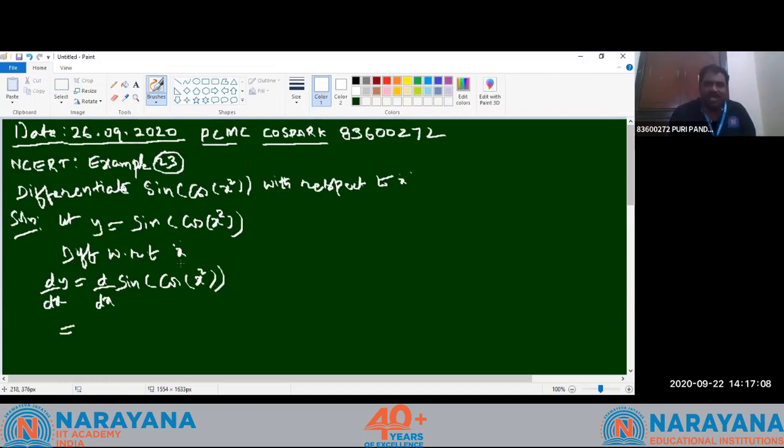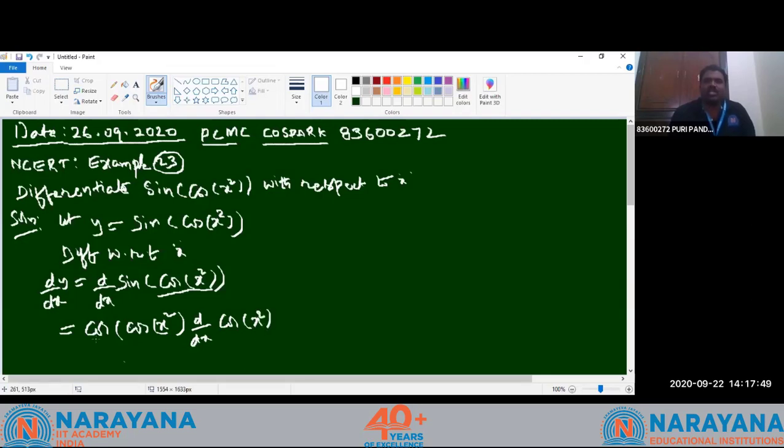Now the form is d by dx of sin x type. I'm treating cos of x square as some x. The derivative of sin x is cos x. So we can write cos of cos x square, into again the inner function derivative. That means, according to the chain rule, since we have taken cos of x square as x, we have to do the derivative once again, d by dx of cos of x square.